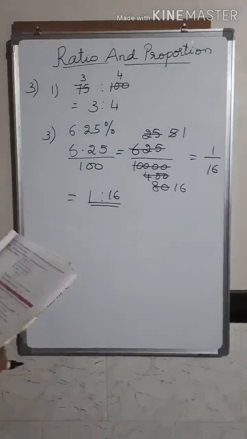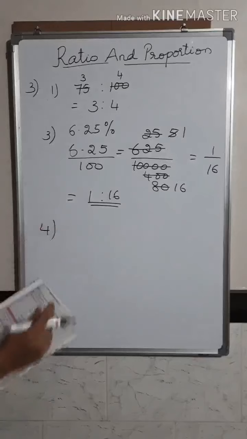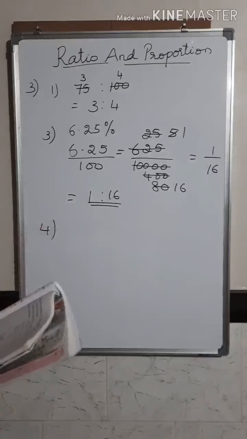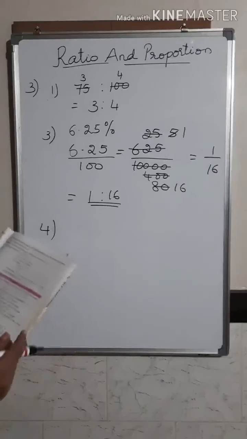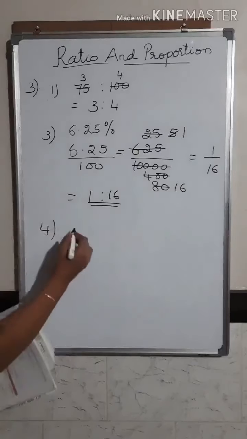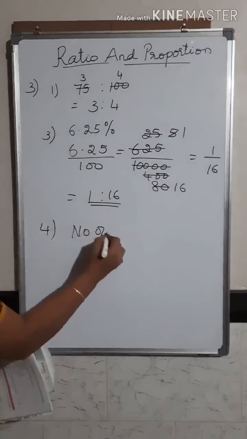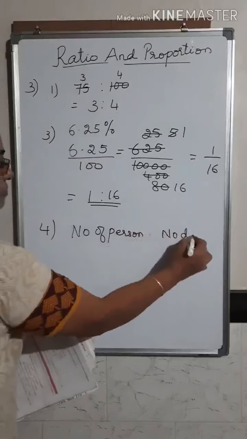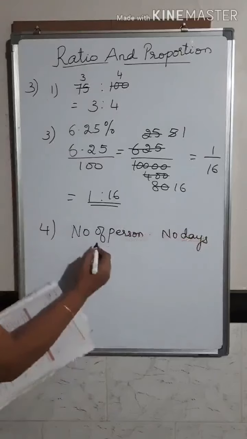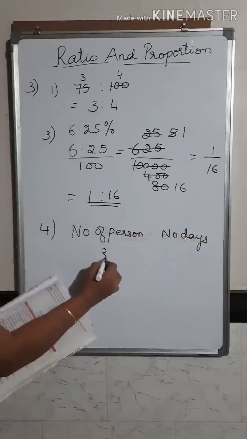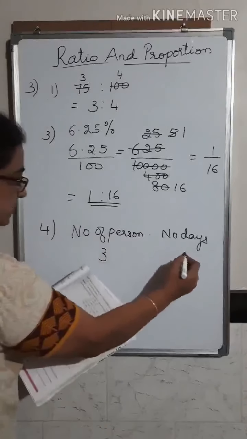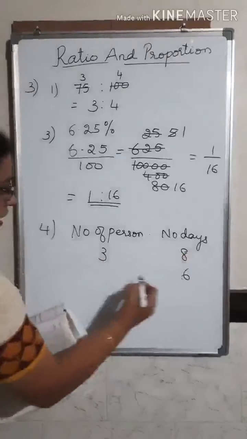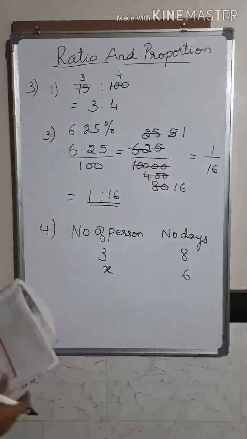Now the fourth problem, you have got 3 persons can build a small house in 8 days. To build the same house in 6 days, how many persons are required? So here what are the quantities that they are given? They are given number of persons and number of days. So number of persons they are given as 3 and number of days is given as 8 days. Now suppose if you have to build the same house in 6 days, how many persons are required? You do not know, so take it as X.